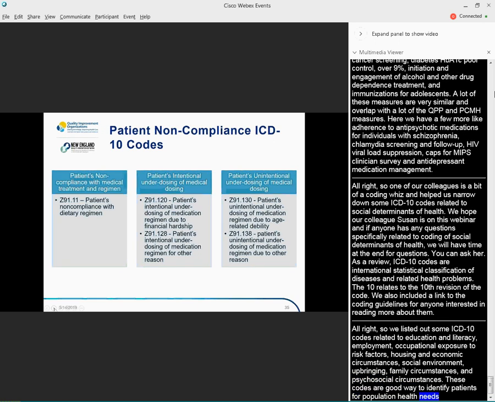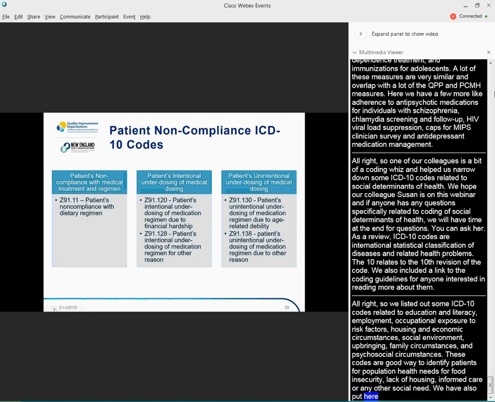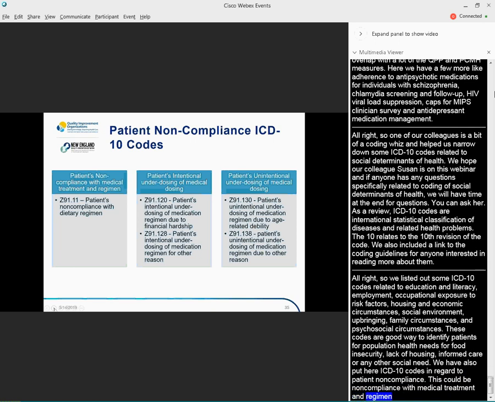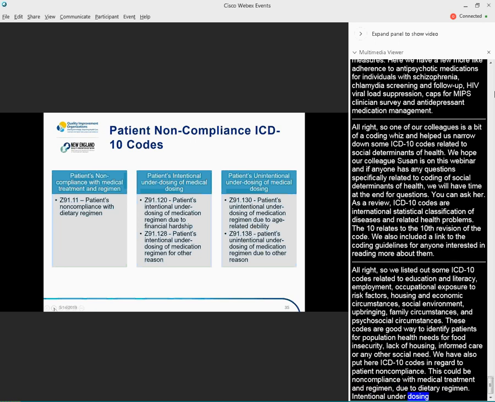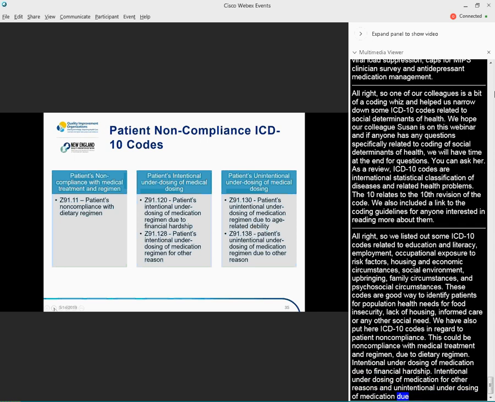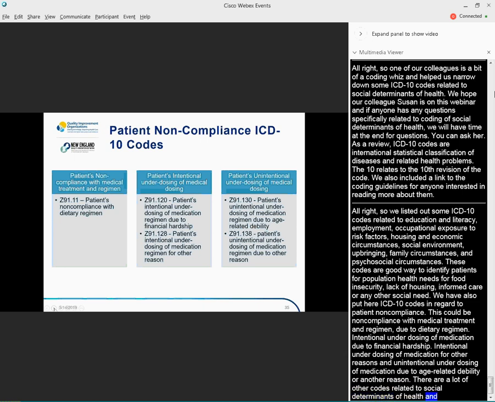We've also put here ICD-10 codes in regard to patient noncompliance. So this could be noncompliance with medical treatment and regimens due to dietary regimens, intentional underdosing of medication due to financial hardship, intentional underdosing of medication for other reasons, and unintentional underdosing of medications either due to age-related ability or for another reason. Now, there are a lot of other codes related to social determinants of health, and we've actually listed them in an appendix at the end of this slide deck, so it will be available to you after the webinar for anyone who's interested.